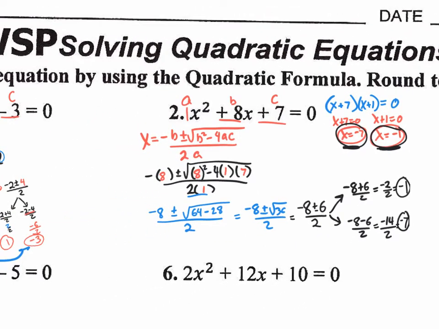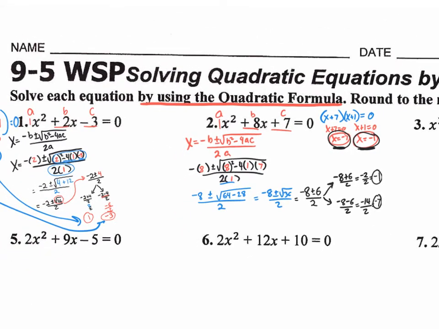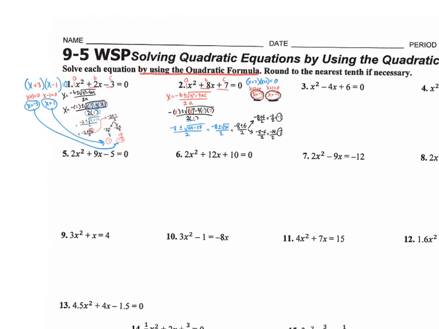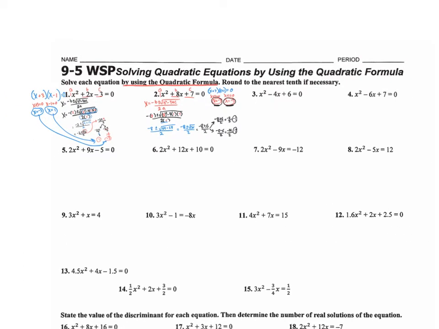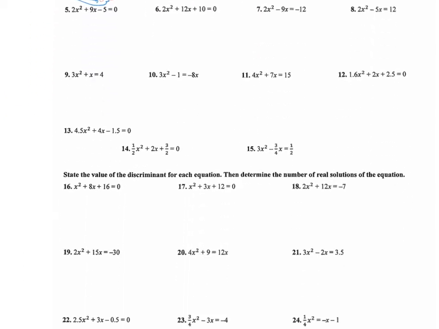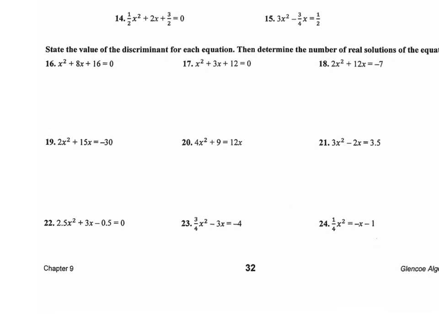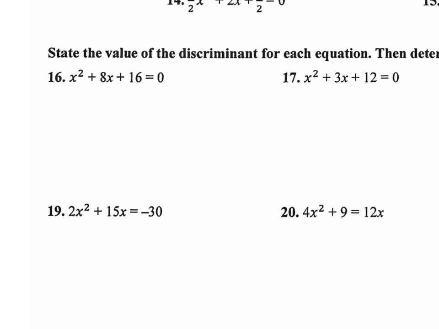That's what it says up here. They want you to solve by using the quadratic formula. So we want to get really comfortable with this quadratic formula. Now this whole first half of the worksheet is using the quadratic formula. When we look down here, the second half, it's all about that value inside the quadratic formula, b squared minus 4ac. It's all about the discriminant.